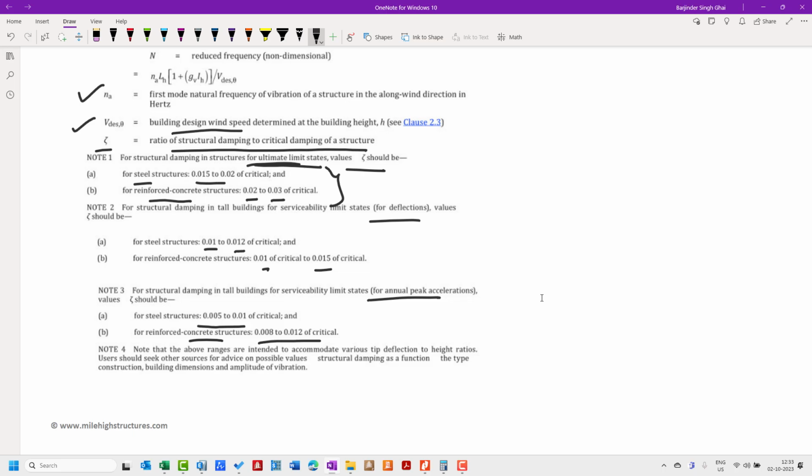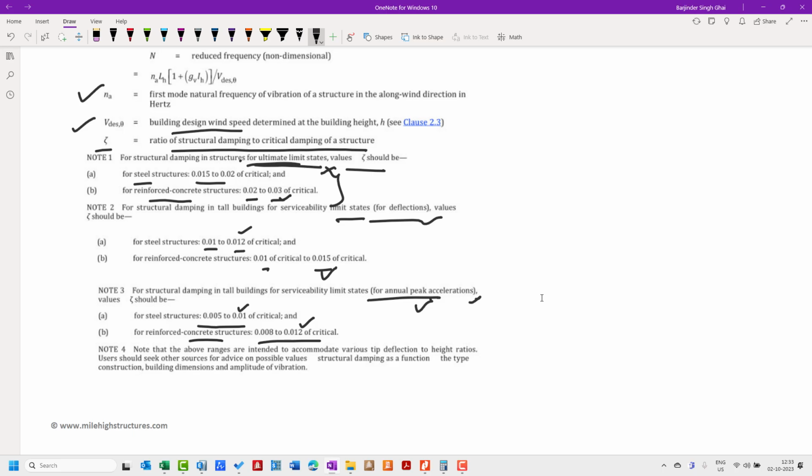So in simple terms, if you're talking about the ultimate limit state, the damping values are the maximum: 0.02 for steel, and 0.03 for reinforced concrete. For steel structures, for serviceability limit state, that is to calculate deflection, it is 0.012 in contrast to the 0.02 for the ultimate limit state, and this again reduces to 0.01 if you're talking about the acceleration. So 0.03 for ultimate and 0.015 for deflection, and 0.012 for the acceleration calculation for the serviceability limit state, for reinforced concrete.